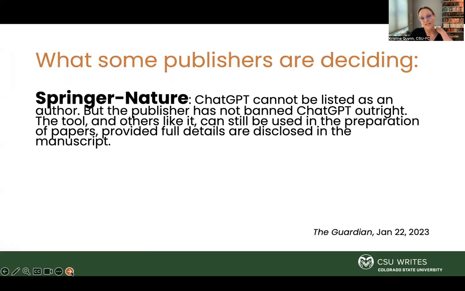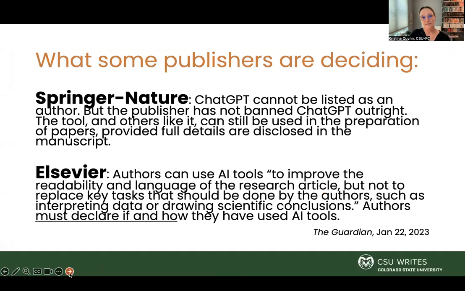Some publishers are deciding, and this is Springer Nature, and this is a bit dated, that ChatGPT cannot be listed as an author. But they're not banning it outright. Elsevier says that authors can use AI tools to improve the readability and the language. But notice that these are not synthesizing notions. They're not saying go ahead and use AI to put together your literature review. No one is there yet. So the literature review is still yours.